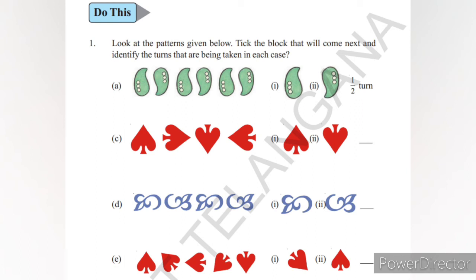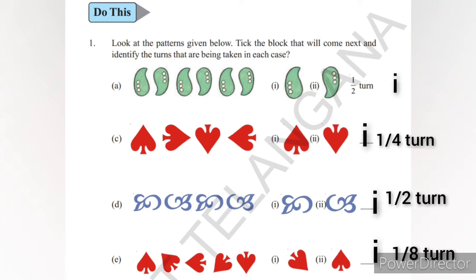Do this. Look at the patterns given below. Tick the block that will come next and identify the turns that are being taken in each case. I'll solve a few in this. In the first one, they have already given half turn. So which pattern will come next, 1 or 2? That is 1. Similarly C, D, E, everything I have done here: 1/4 turn, half turn, 1/8 turn. The other two you try to do yourself.